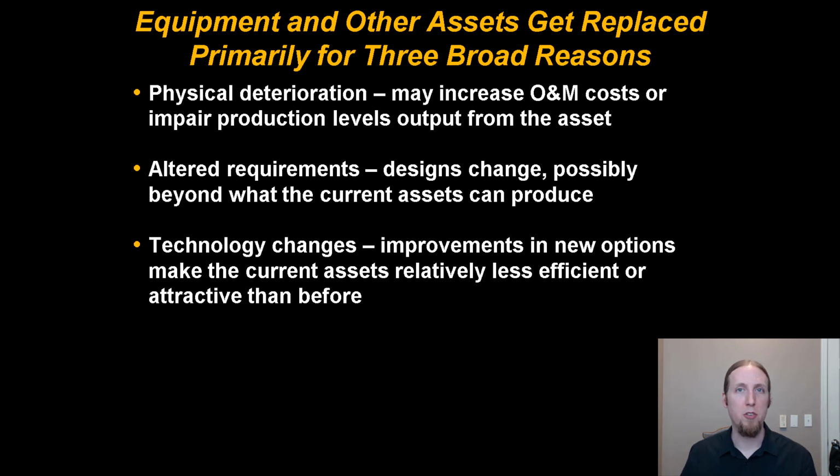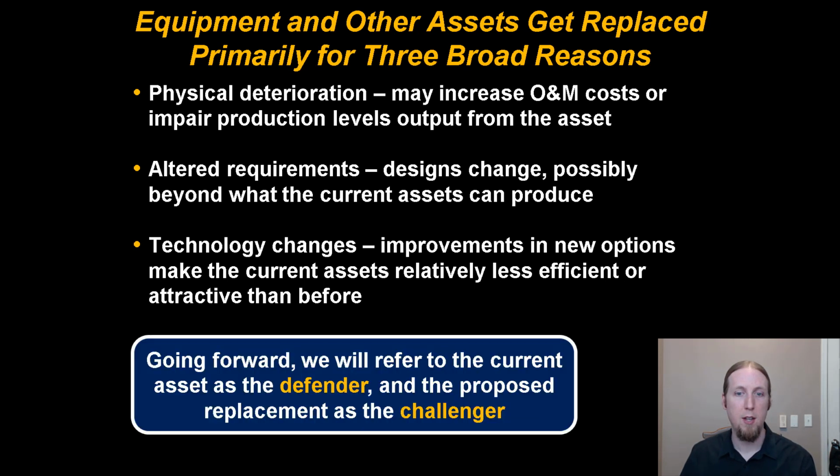Those are all examples of real-world consumer decisions about replacement that have analogs in the engineering world. If we're thinking about factory equipment and replacing that as it gets older, then we need to know how the economics work out. For all of Chapter 9, we're going to refer to an asset that's currently in place as a defender, and the proposed replacement is going to be the challenger.